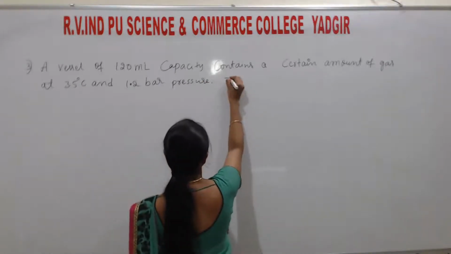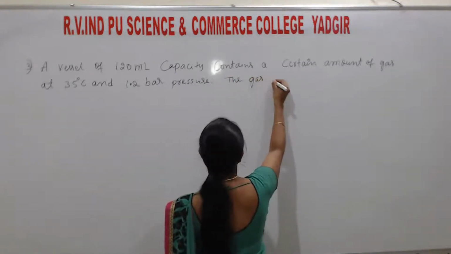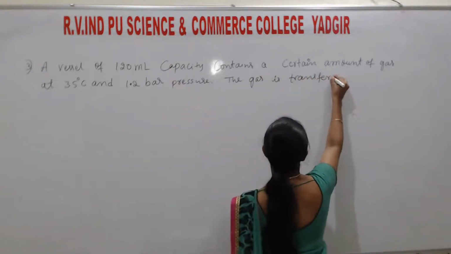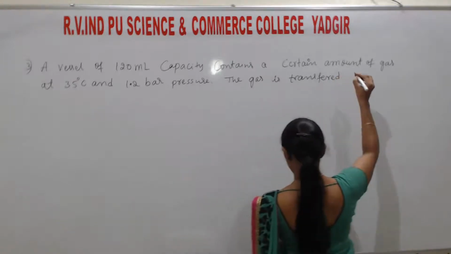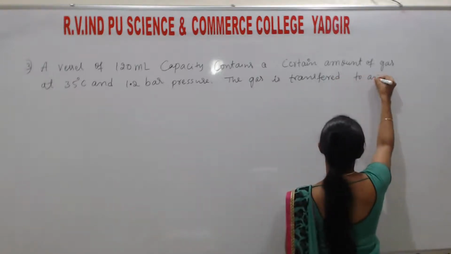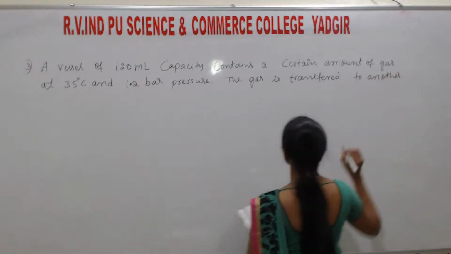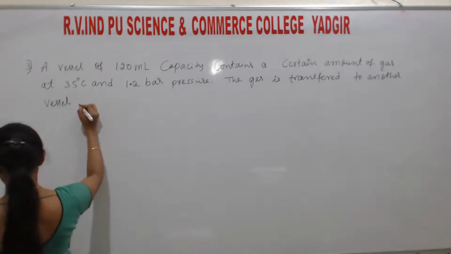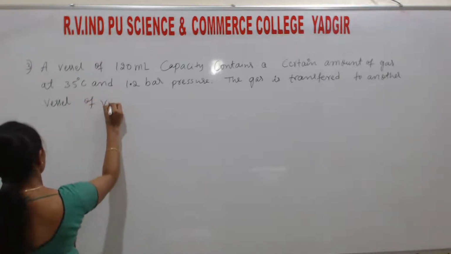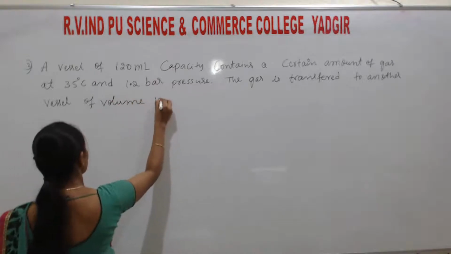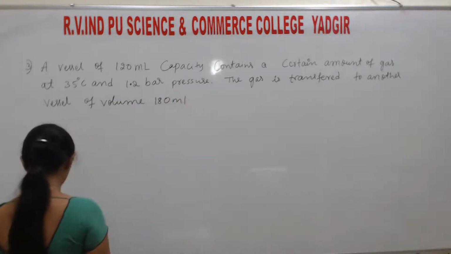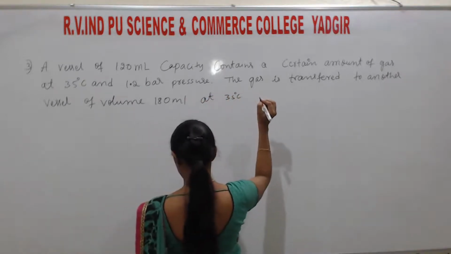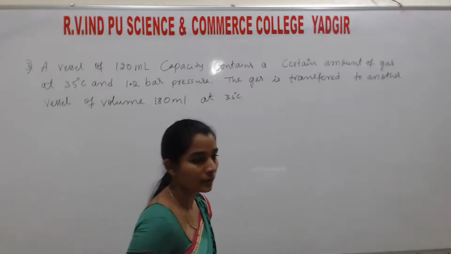The gas is transferred to another vessel of volume 180 ml, say at 35 degrees Celsius. What would be its pressure?